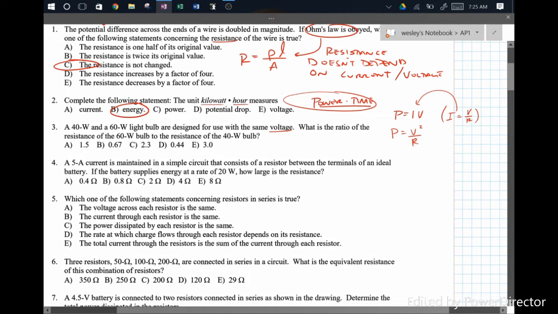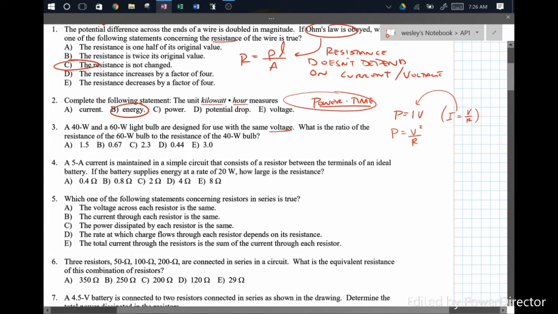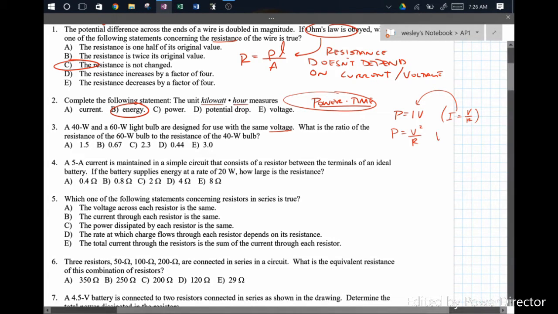So here's the deal. We have the power. We know the voltage is the same. We don't have the resistance, and we want to compare those two things. So what we're going to do is solve for V. V squared equals R times power. And we're going to set them equal to each other, right? So V squared equals R1 times power 1, and V squared is equal to R2 times power 2. So I'm going to say R2 power 2 equals R1 power 1.